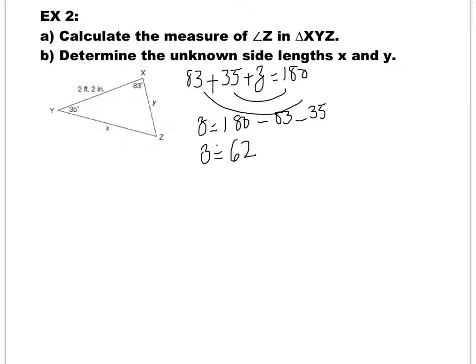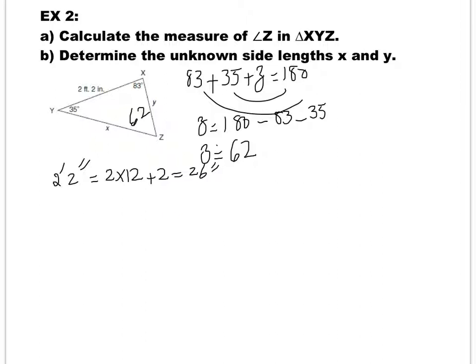Now for part B, we have to find the measure of sides X and Y. So to do that one, since now I have angle Z to be 62, I can write the sine law. Before I do that, I'm going to change 2 feet and 2 inches to inches. So we know that 1 foot is 12 inches. So I'm going to write 2 feet as 2 times 12 inches plus the 2 inches. So I'm going to get 26 inches.